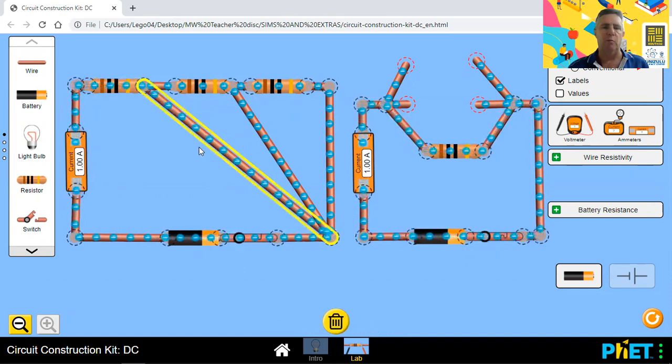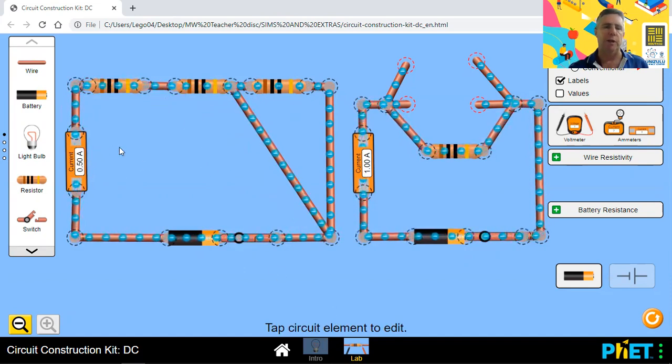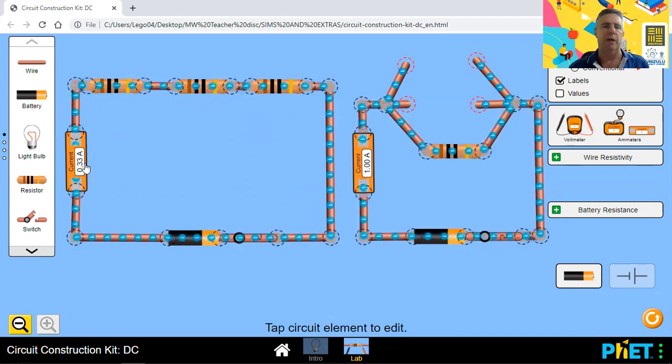If I take that wire and I remove it, you'll see immediately the current drops to 0.5 amp because it's now passing through 2 resistors. So by adding a resistor in series, we've increased the resistance and decreased the current. Let's do that again. Remove that extra wire, and now the current has dropped to 0.33 amps, and you could see how much it has slowed down, because it has to pass through all 3 of the resistors.